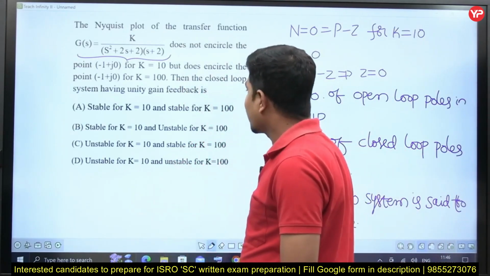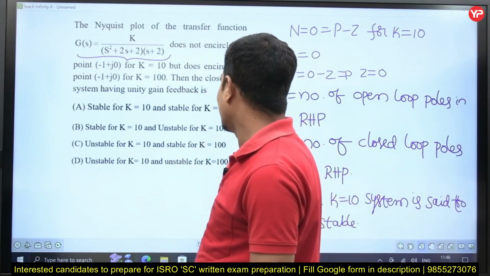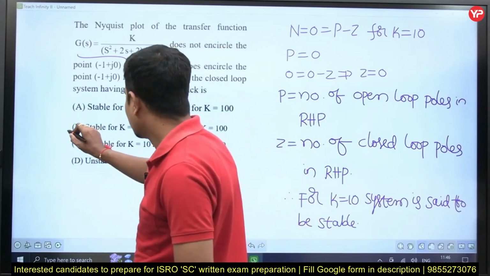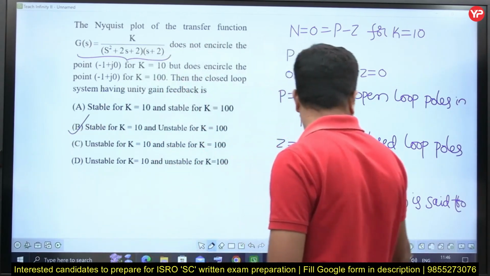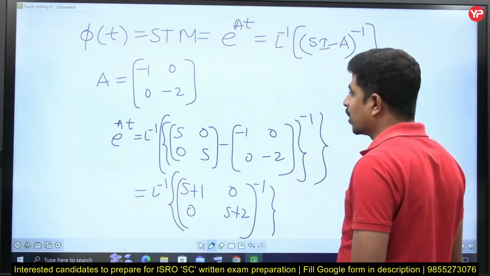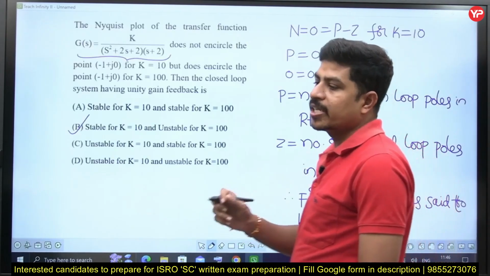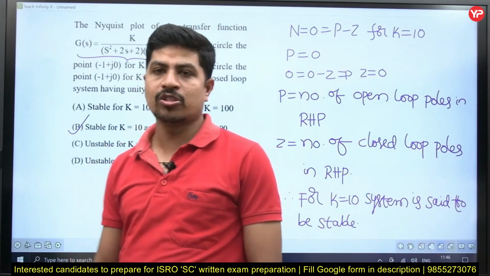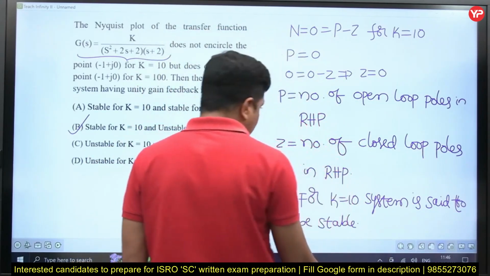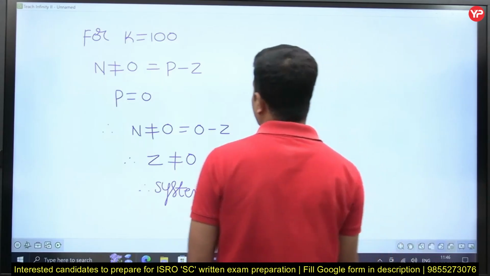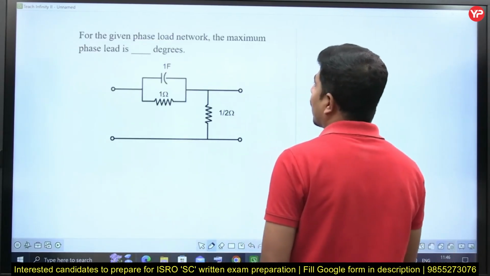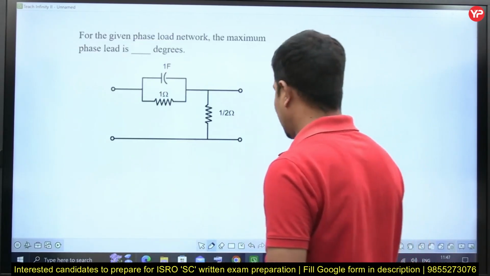Stable for K equal to 10 and unstable for K equal to 100. Option B suits very well. For the previous question also, let me tick the option. Yes, I already ticked it. Option B is very much correct for the given question. Let's go to the next question. Yes, this question we can answer directly.